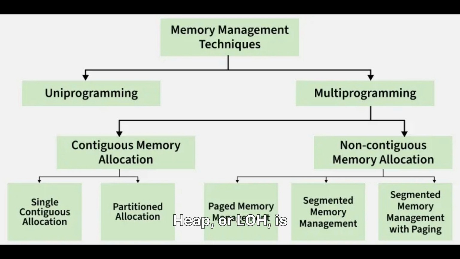Avoiding the large object heap, or LOH, is a crucial memory optimization technique, as objects larger than 85 kilobytes are allocated on this special heap. The LOH is not compacted during garbage collection, leading to memory fragmentation over time and potentially triggering more frequent full garbage collections, which can pause the application. Strategies to mitigate LOH issues include breaking large objects into smaller ones that fit on the regular heap, or, more effectively, using ArrayPool<T>.